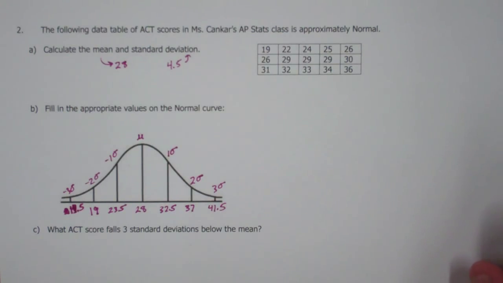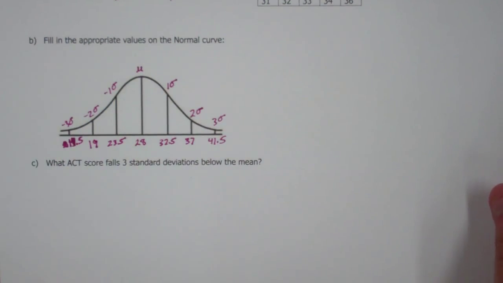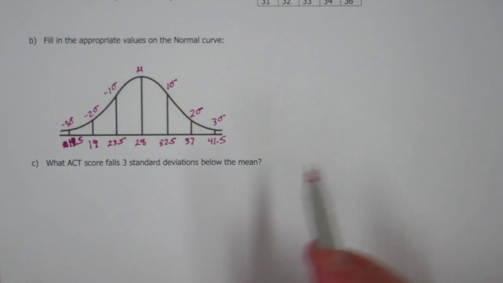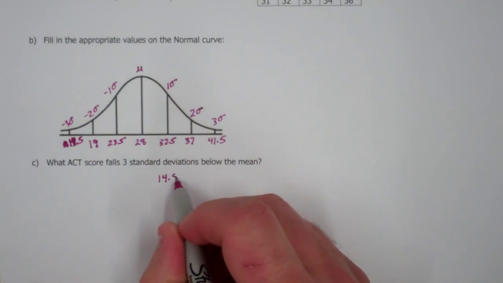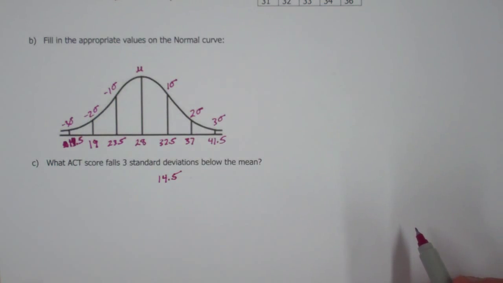So let's just focus on part C. What ACT score falls 3 standard deviations below the mean, and that's right here, the one I had a tough time calculating. 14.5 would be 3 standard deviations below the mean.